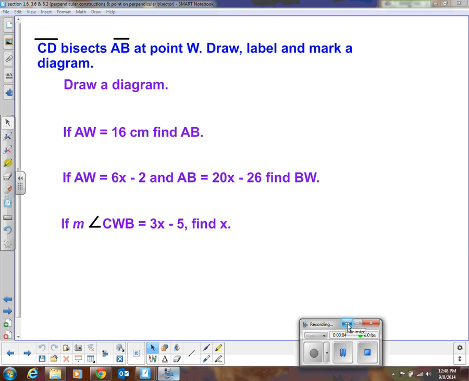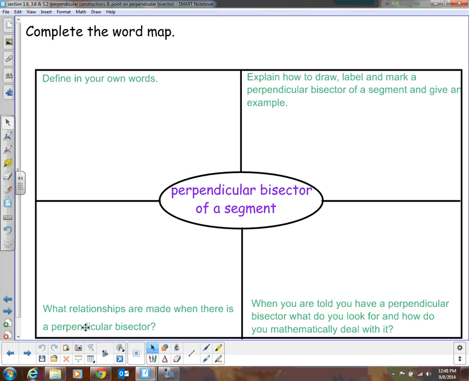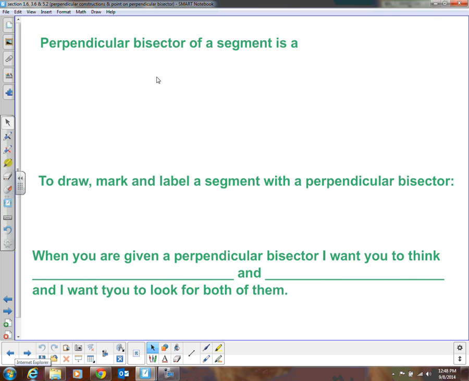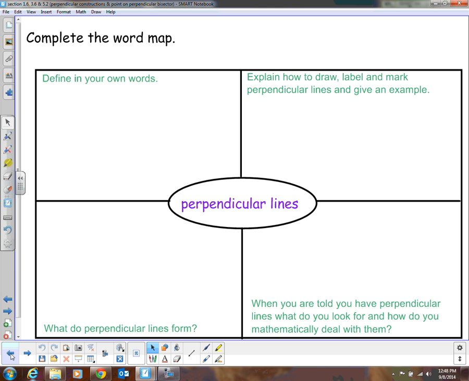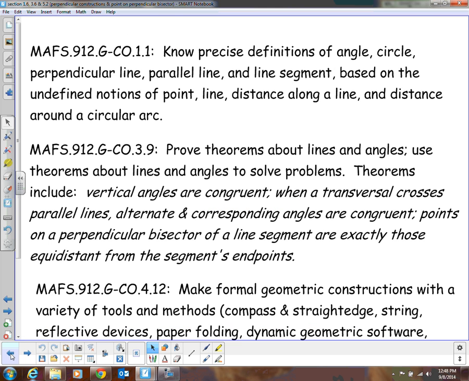This is the second part of today's notes. Just as a refresher, you have a perpendicular bisector of a segment. We talked about what a perpendicular bisector of a segment is, and how you draw, mark, and label that. That is in the September 8th A notes. And when you're given it, what should you look for and what should you think? So there's your perpendicular line.